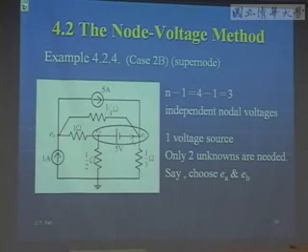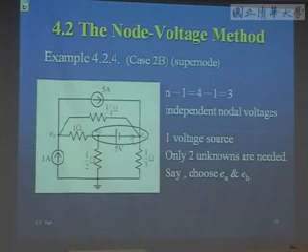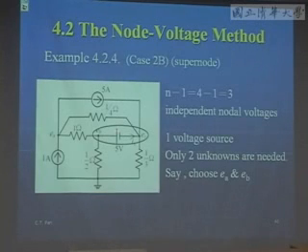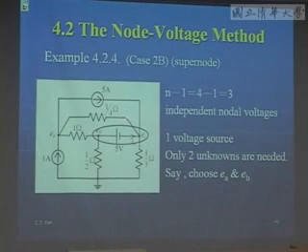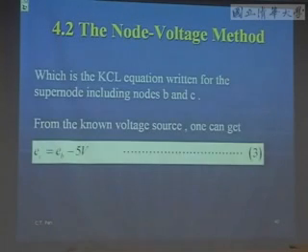So here, for this supernode, we have current leaving this resistor, leaving this supernode, so Eb minus Ea divided by 1 ohm. And the second resistor here, Eb minus 0 multiplied by 2 Siemens. And Ec minus 0 multiplied by 3 Siemens. And for this resistor here, Ec minus Ea multiplied by 4 Siemens.